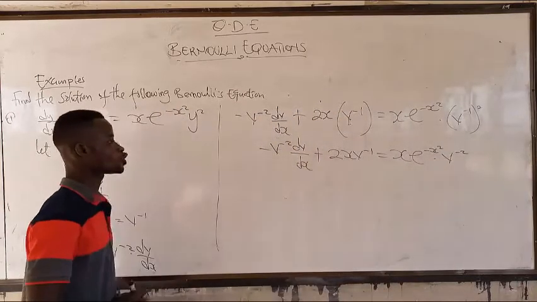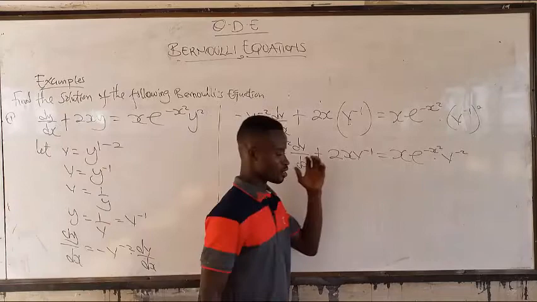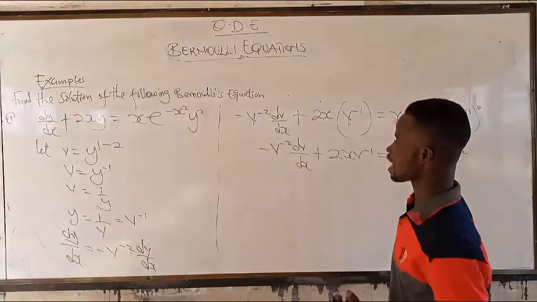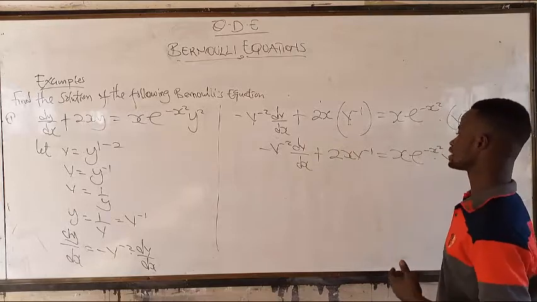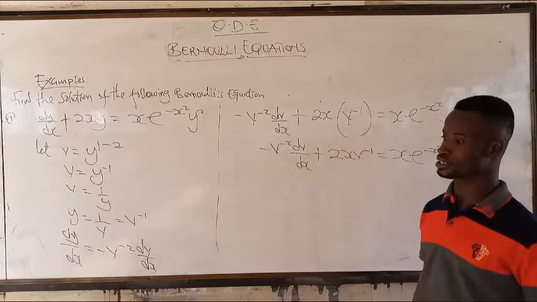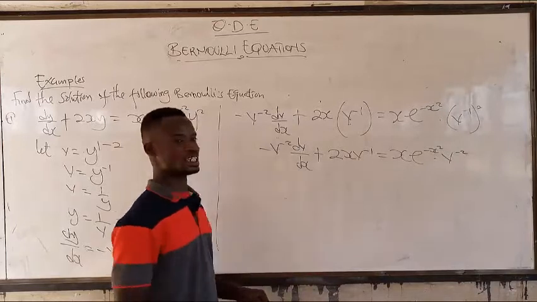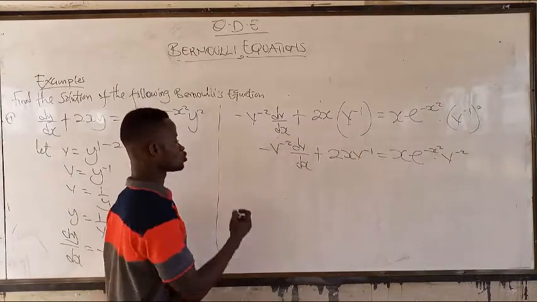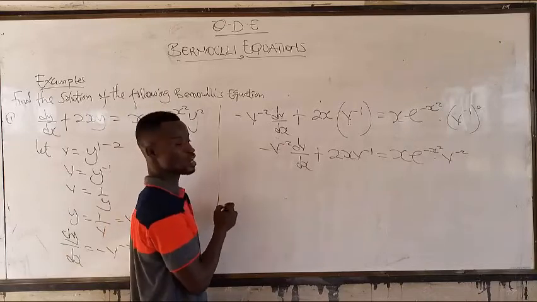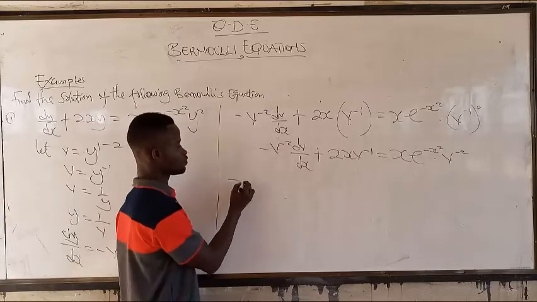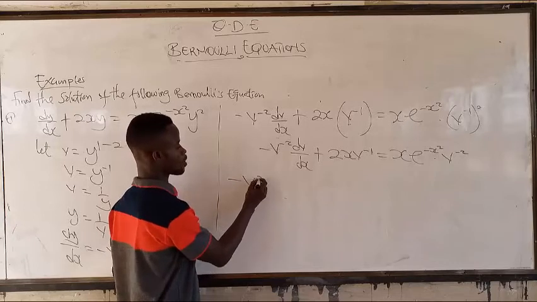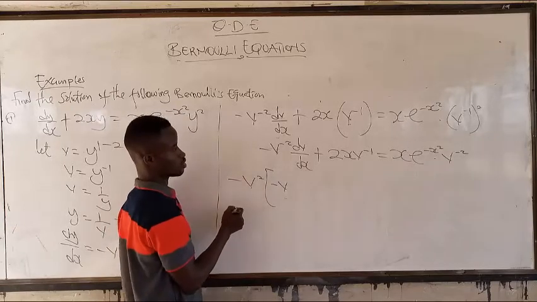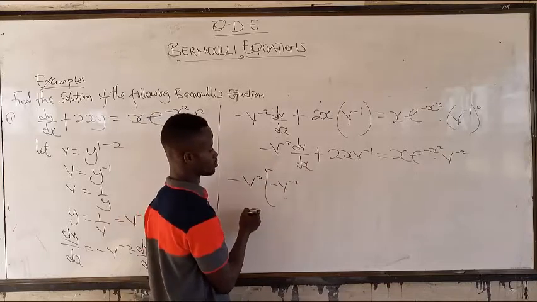Okay. So the problem here is that we want to leave it in a linear form. That's why we are doing all these things. So for the linear form, the coefficient should be 1. For us to do this, we have to multiply it by negative v to the power 2. Alright? So we multiply this by this for us to undo it.